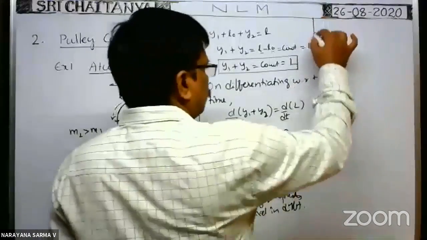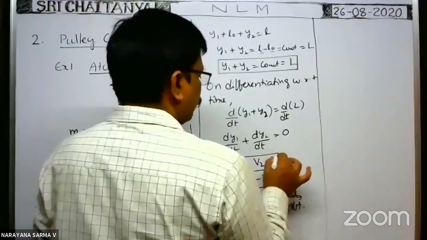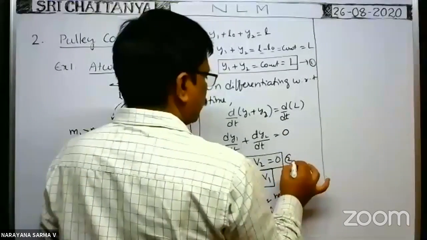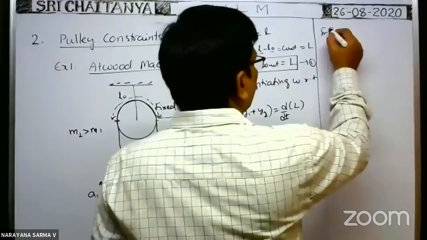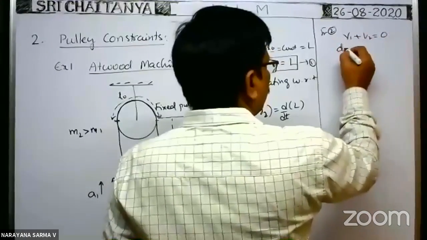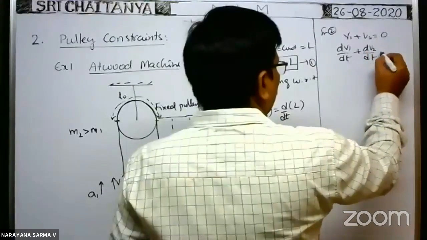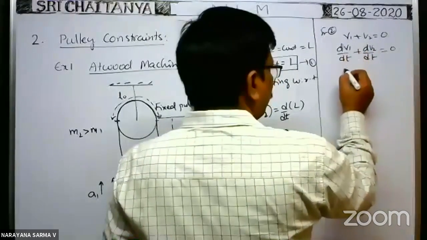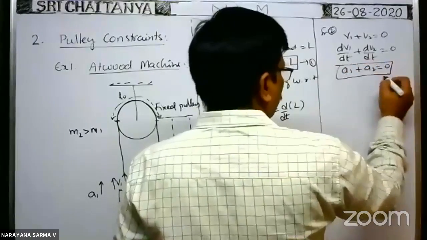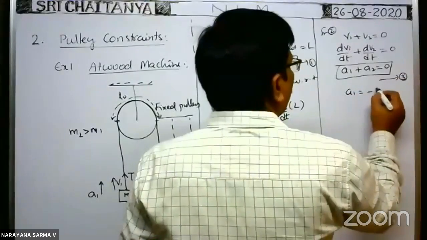Okay. Next, v1 plus v2 is equal to 0. This is one constraint relation, relation 1. It is one constraint relation 2. Next, from 2, v1 plus v2 is equal to 0. Again, you differentiate them. Then dv1 by dt plus dv2 by dt is equal to 0. Or dv1 by dt means acceleration, a1 plus a2 is equal to 0. This is one more constraint relation. This is equation 3. Or a1 is equal to minus a2.